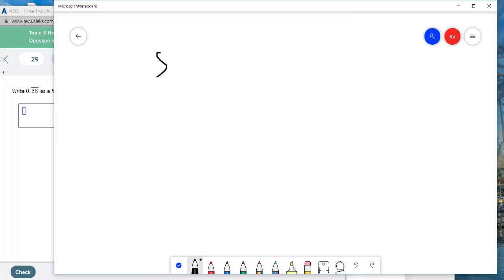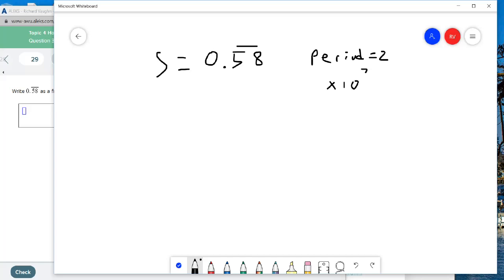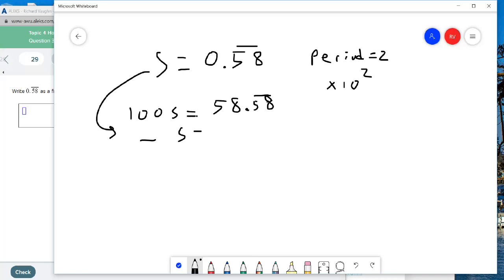So I'm going to call that S equals 0.58 bar. The period is 2. So I'm going to multiply by 10 squared, so that's 100. I'm going to get 100S equals, and when I multiply by 100, it shifts the decimal point 2 places to the right. So that's going to be 58.58585858, so 58.58 bar.